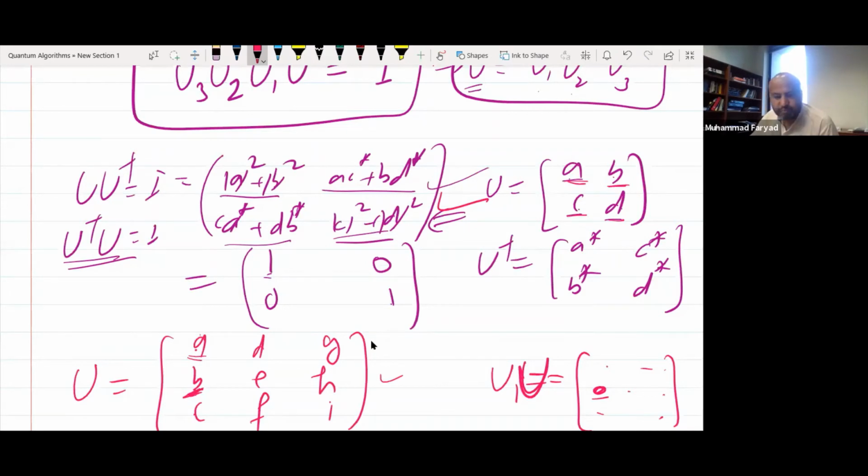Their absolute mod square should add to 1. A mod square plus B mod square plus whatever the row's elements are, they should all come to 1 to make sure that U dagger is identity.